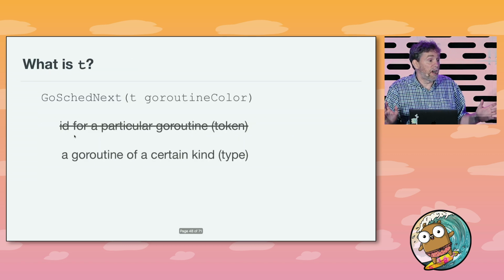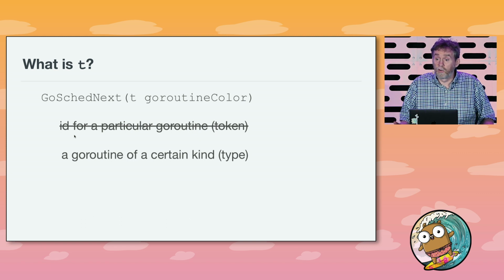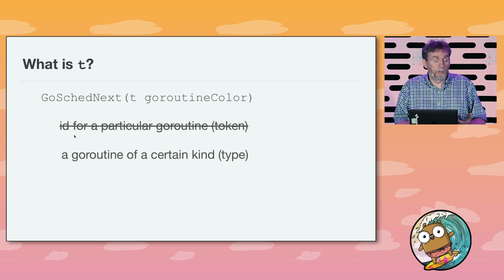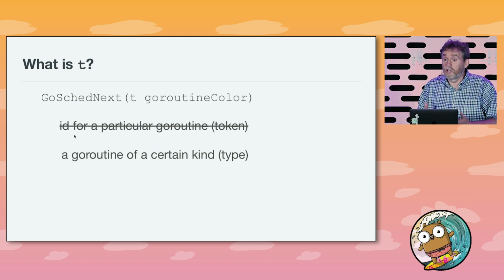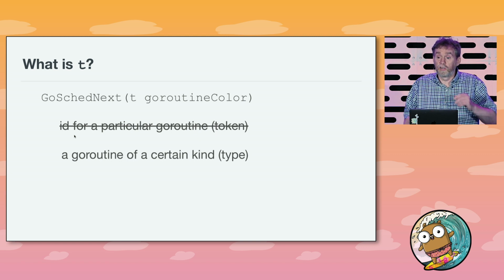All right, so what is a color of a Go routine? A color for a Go routine is the type of Go routine it is. It's not a name for a particular Go routine. Some people maybe have heard of a difference between a token and a type. A token is a particular thing. A type is a kind of thing. What I'm talking about here are kinds of Go routines, not names for Go routines. I think it'll help to do it with a picture.